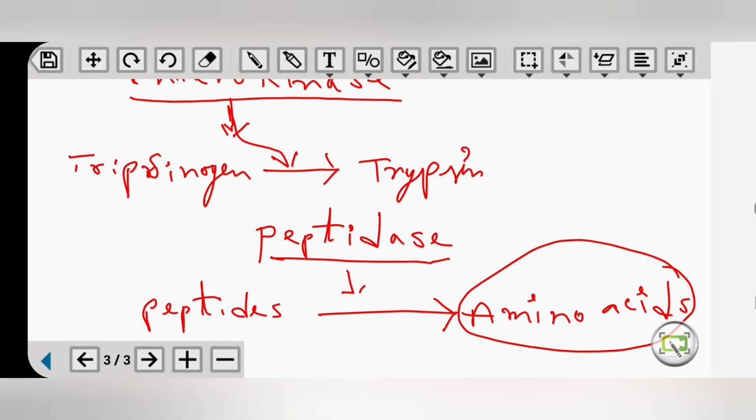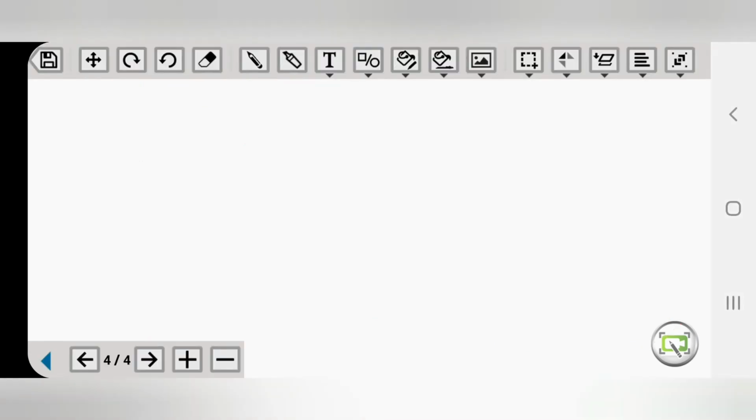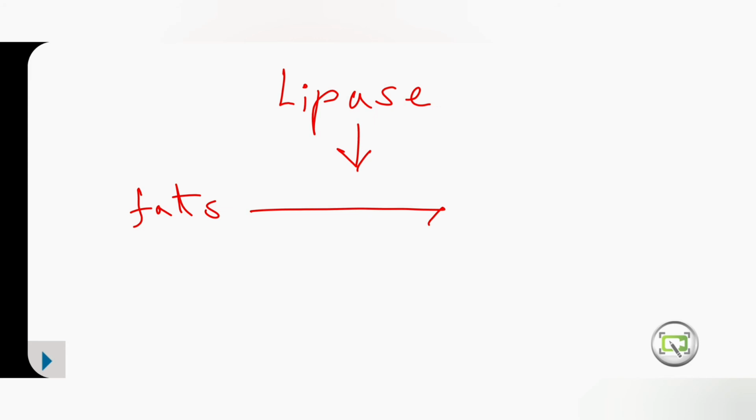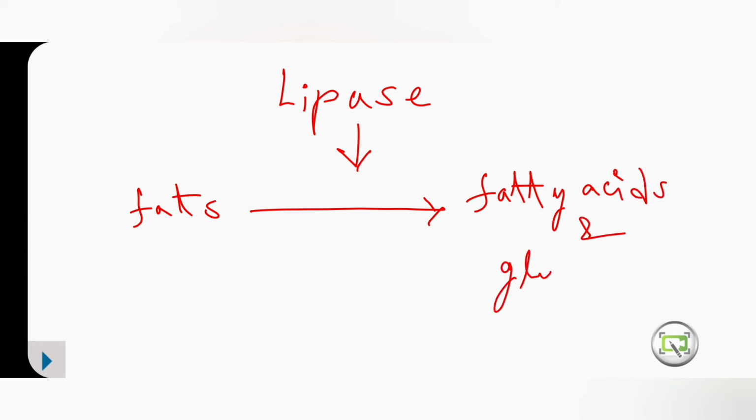And it also contains an enzyme which acts on fats, that is lipase. This lipase already we discussed, which is also present in pancreatic juice. This lipase converts remaining fats into its end products such as fatty acids and glycerols. Fatty acids and glycerols are the end products of fats.